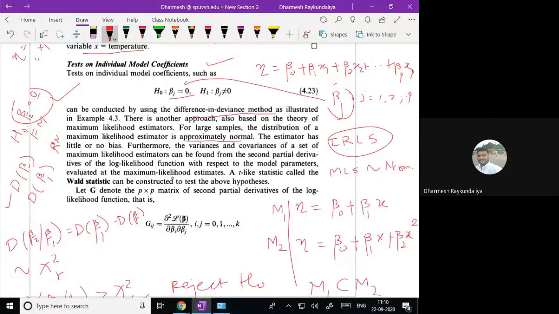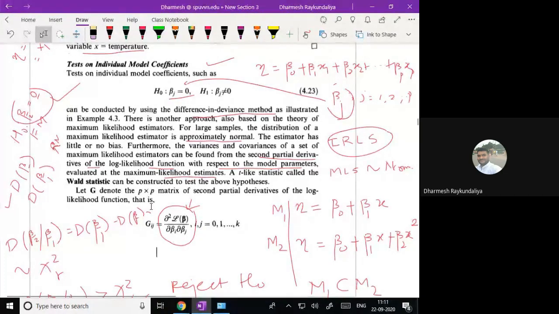Further, the variance and covariance of a set of maximum likelihood estimators can be found from the second derivatives of the log likelihood function with respect to the model parameters, evaluated at the maximum likelihood estimate. So we have already obtained the second derivative of the log likelihood with respect to the parameters beta i and beta j. So this is nothing but del square L of beta by del beta i del beta j. And if you take the minus of the second derivative and its expected value, it is giving the variance.